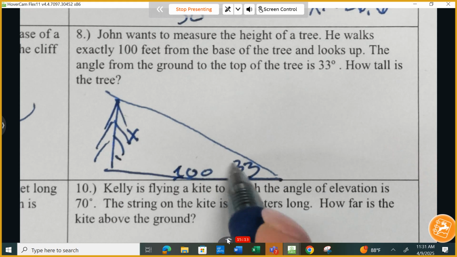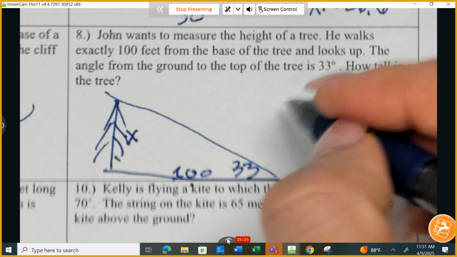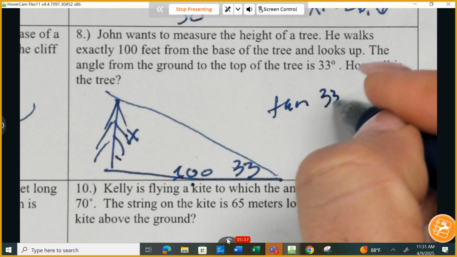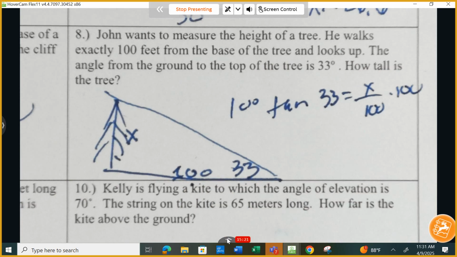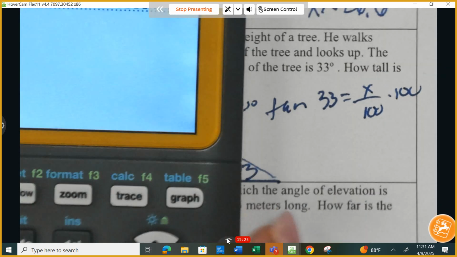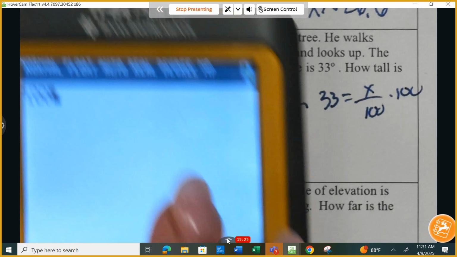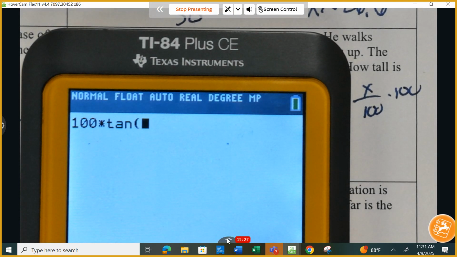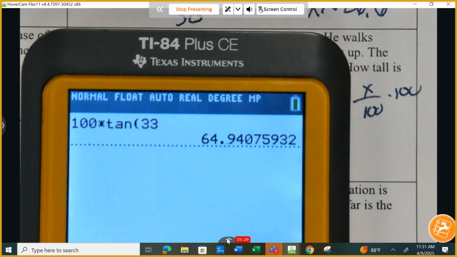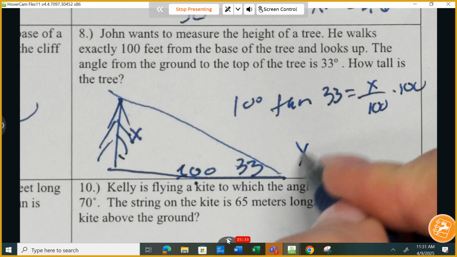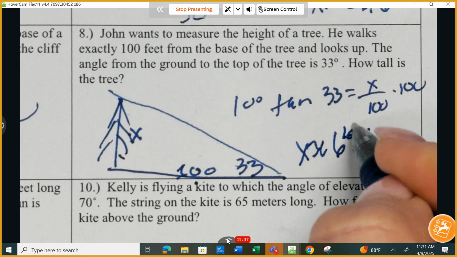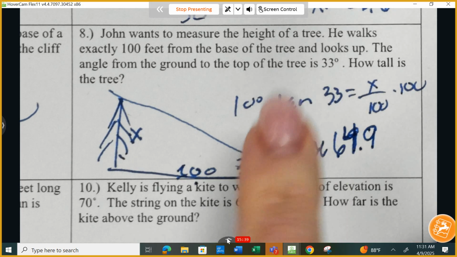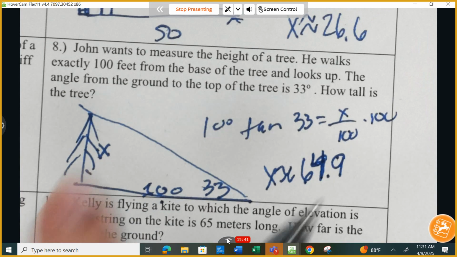This is opposite. This is adjacent. So tangent of 33 equals opposite over adjacent. On my calculator, I'm going to take 100 times the tangent of 33. 100, let me move this down so you can see, times the tangent of 33 equals 64.9. So x is approximately 64.9 feet. That's the height.